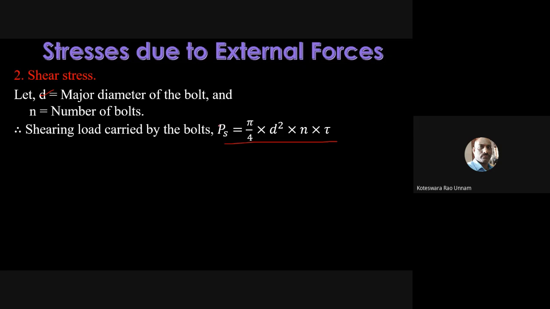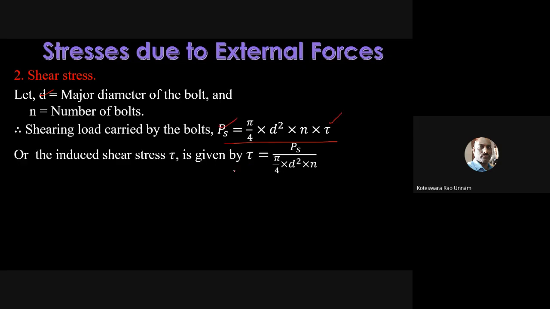Suppose I know the shear load and I want to calculate the magnitude of tau. I rearrange this formula so that I can get a formula for tau also. Tau is equal to PS divided by 5 by 4 D square into N. Or else, sometimes I know the number of bolts, I know the PS value, and I know the allowable shear stress. I want to determine the size of the bolt, so what should be the nominal diameter of the bolt? I want to calculate D.